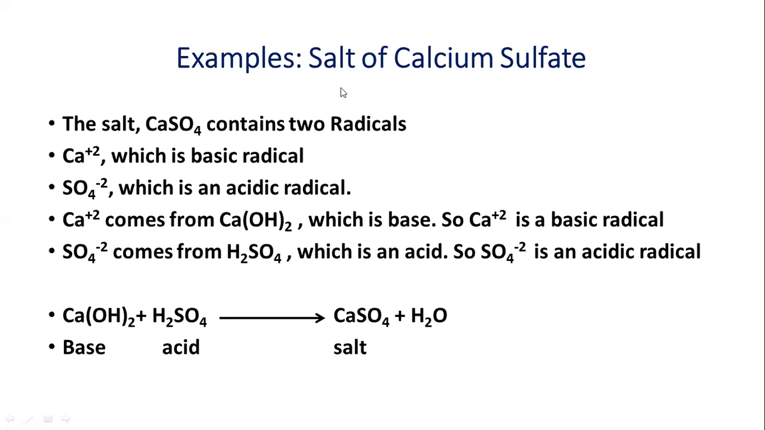Now, one more example, the salt calcium sulfate. The salt calcium sulfate contains two radicals. You can see here, the calcium cation, which is the basic radical, and the sulfate anion, which is the acidic radical. Calcium cation comes from calcium hydroxide, which is a base, so calcium cation is a basic radical. Sulfate comes from sulfuric acid, which is an acid, so sulfate anion is an acidic radical.